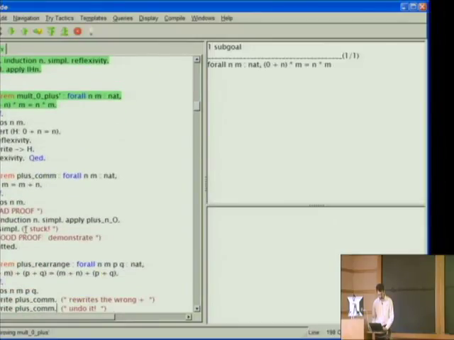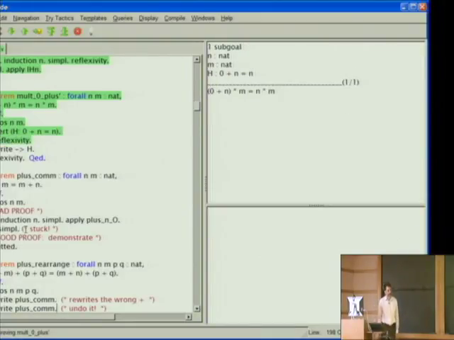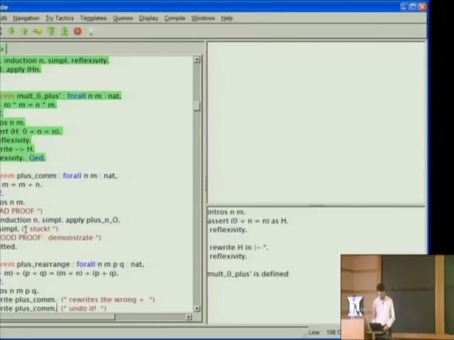So here's another theorem. 0 plus n times m equals n times m. This would be easy to prove by the means I showed you already, but here I'll just show you the notion of asserting an intermediate fact in the middle of a proof. So I assert that 0 plus n equals n. I prove that intermediate assertion by reflexivity. And now I have a new hypothesis above the line. I can use that assertion, once proved, in the rest of my proof. So I can rewrite by that assertion and prove the goal.